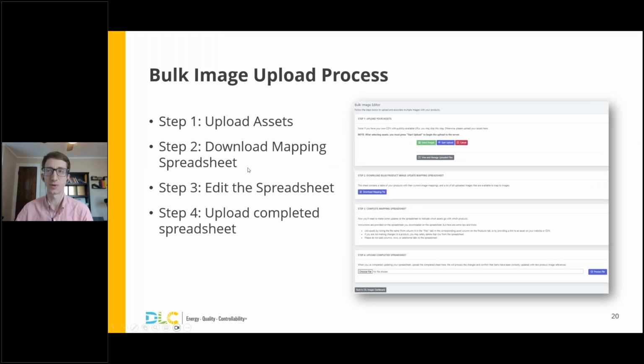So in general, there's kind of 4 steps. Step 1 is uploading your assets, and those are your images. If you already have images that can be used with URLs, then you can skip that step. The next step is to download the mapping spreadsheet, and that's going to be a list of all of your products, and if there's any images that have been submitted for those products. You'd edit that spreadsheet, and then finally you would upload it into the tool.